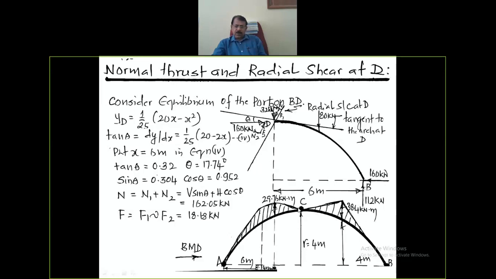From the bending moment diagram, we know that the magnitude of the maximum bending moment above the reference line occurs at the point D. That magnitude is 38.4 kilonewton meter. The span of the arch is 20 meter. The rise of the arch is 4 meter. That's all the solution for this problem.